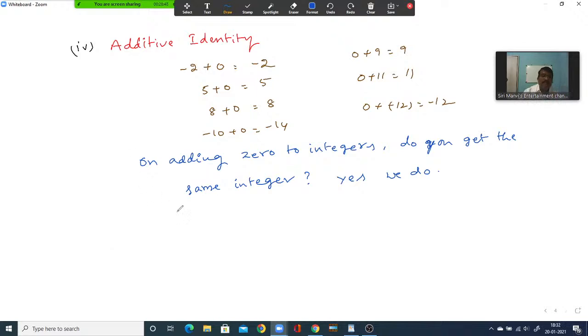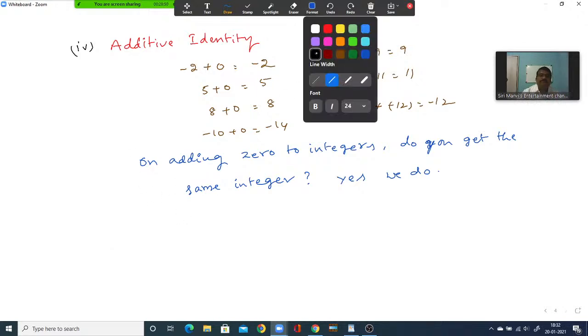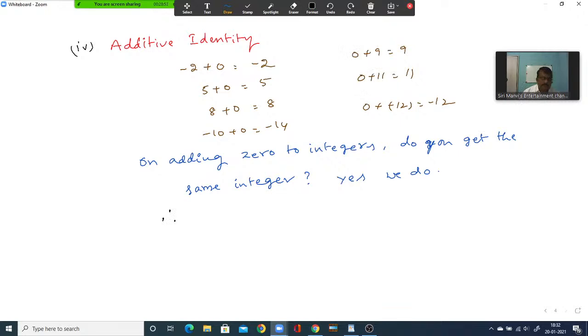So therefore 0 is the additive identity for integers.